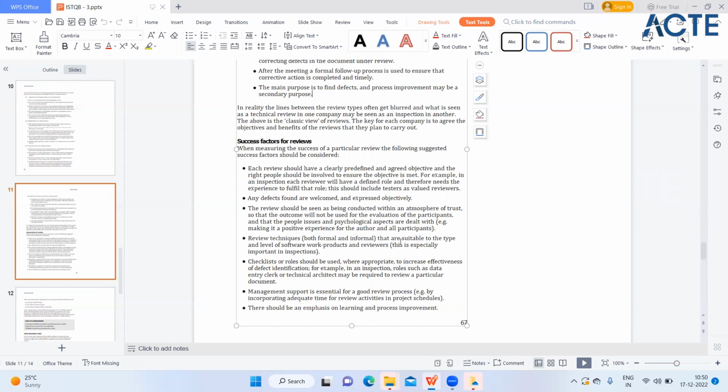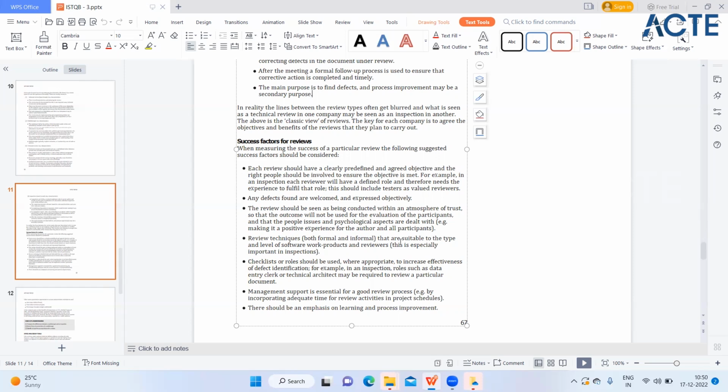So that may be a success factor. Second will be the timeline. It is not like we will take much more time in the review process. We should be having a time box, because we should be having a particular cost assigned to the project. So according to that, we have to review that meeting.